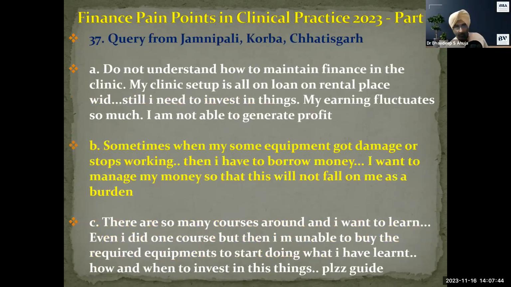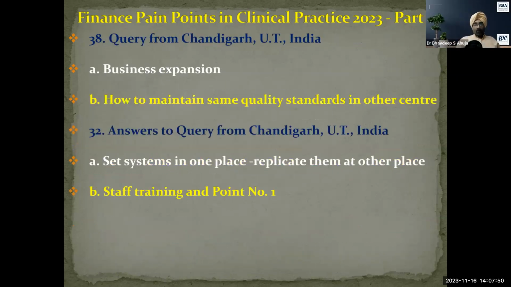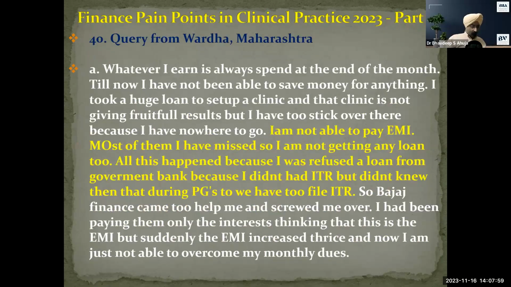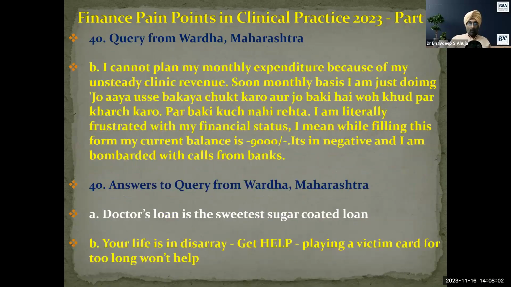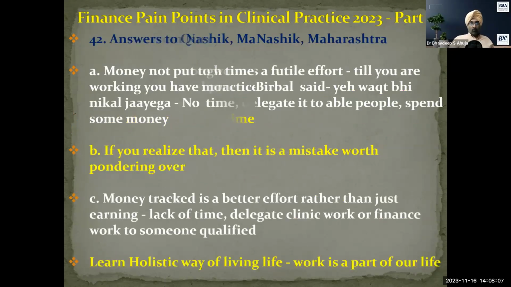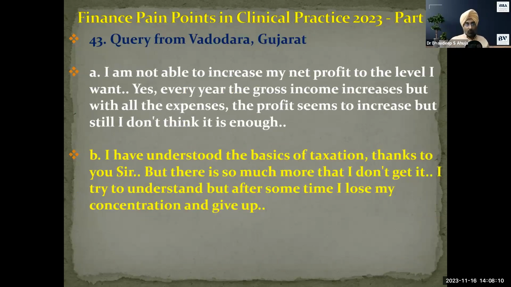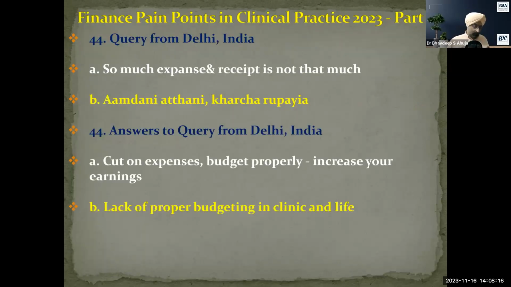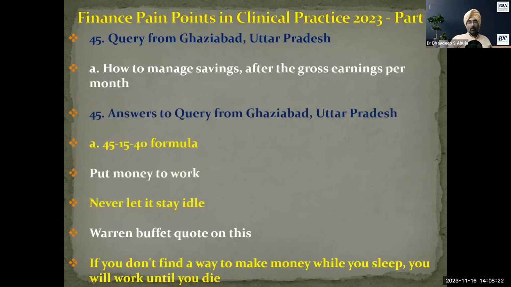37 from Jamnipali, Korba, Chhattisgarh. 38 from Chandigarh, UT, India. 39 from Solan, Himachal Pradesh. 40 from Wardha, Maharashtra. 41 from Mysuru, Karnataka. 42 from Nashik, Maharashtra. 43 from Vadodara, Gujarat. 44 from Delhi, India. And number 45 was the last query for the morning session today, from Ghaziabad, Uttar Pradesh.